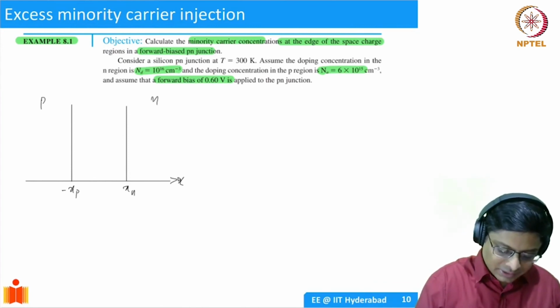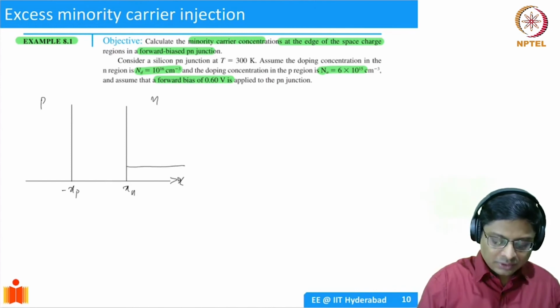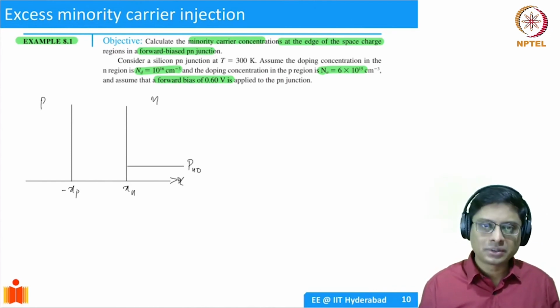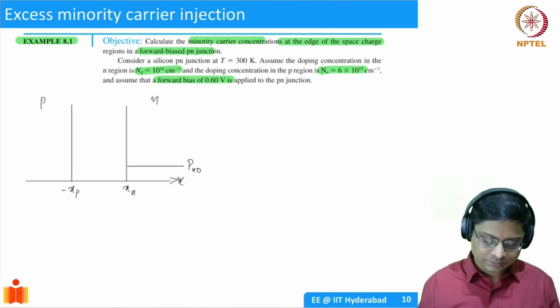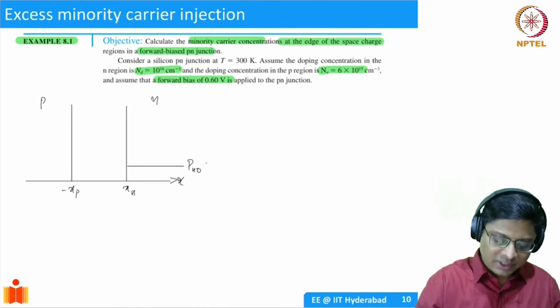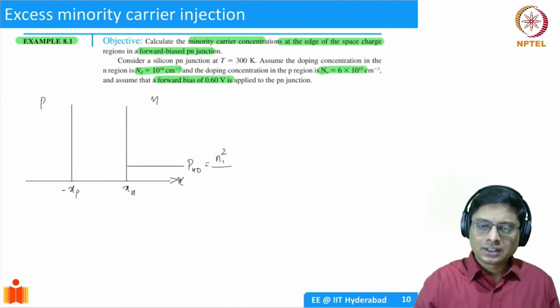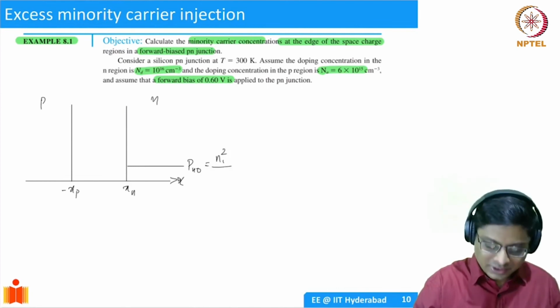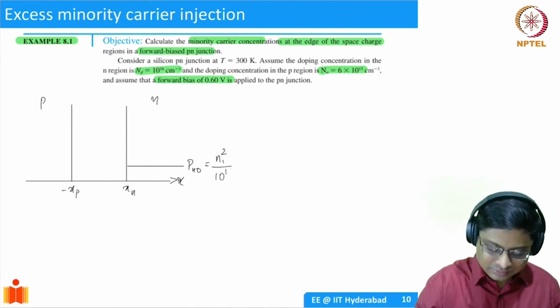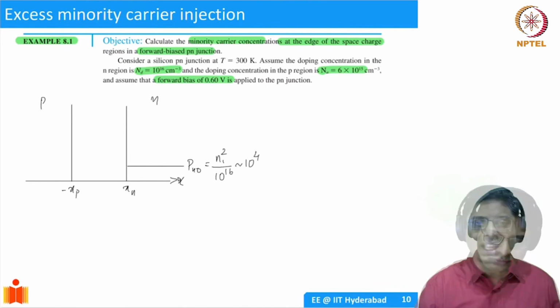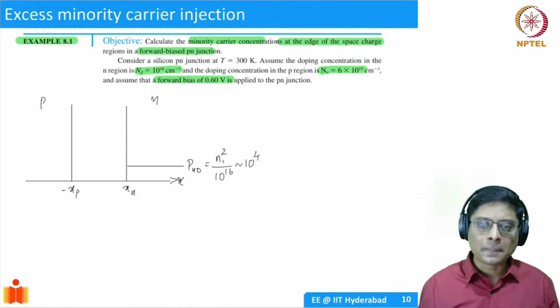So in the N-type semiconductor, we're going to talk of Pn0, the equilibrium density of holes, and that is going to be equal to Ni squared divided by the donor concentration. In this case, this is 10 power 16. Okay, so I'll say this is approximately 10 power 4. I'll leave it there. Okay.